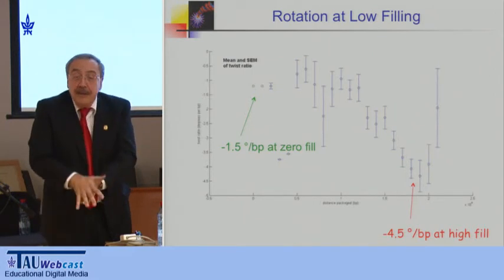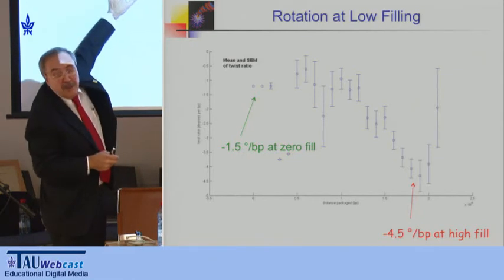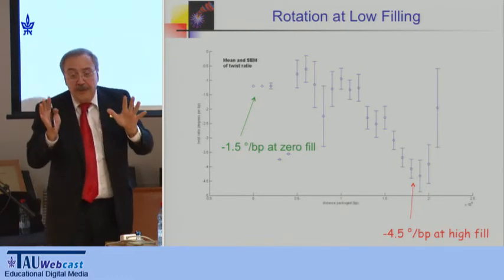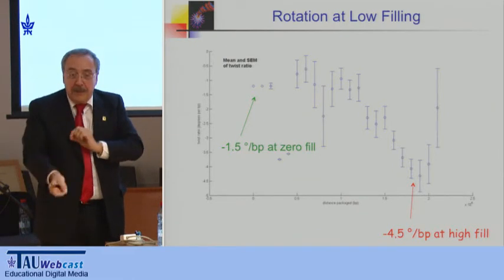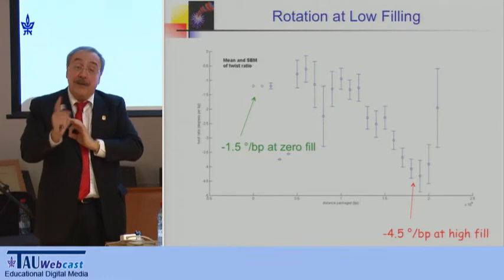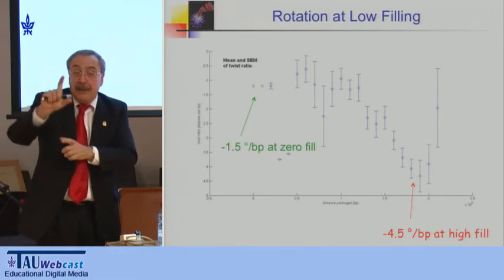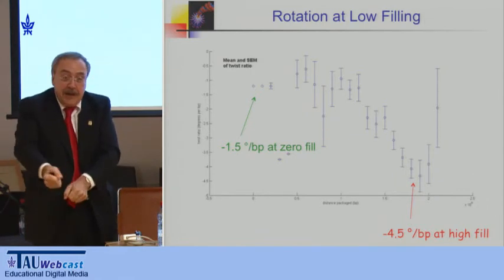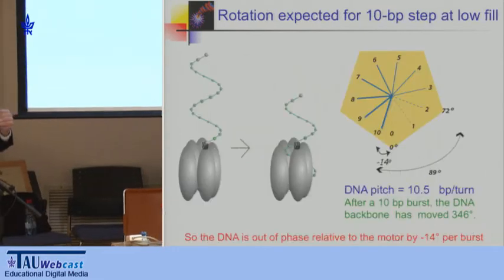And so 14 degrees in 10 base pairs is 1.4 degrees per base pair, or 1.5 degrees per base pair, which is what we measure. So the model that I'm proposing is that the motor makes a contact every 10 base pairs with the phosphate through the same subunit, which is the special subunit, which doesn't package, just regulates. And then after 10 base pairs, it needs to correct the difference between the 10 base pairs and the actual periodicity of the DNA, which is 10.4 base pairs, and that gives rise to the rotation that we observe at zero filling. Okay, so that's the idea.